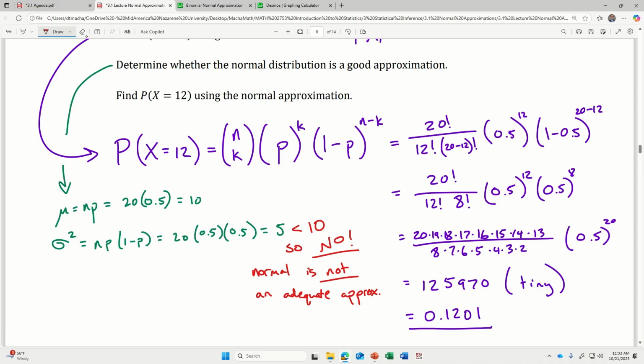And so whenever I give you this question on the homework, whenever I copy and paste that homework question to a test, I'll try to write the next question where it says find the probability using the normal approximation. I'm going to rewrite it so that it says if the normal distribution is an adequate approximation, then find the probability using the normal approximation. And so we would say this is not adequate.